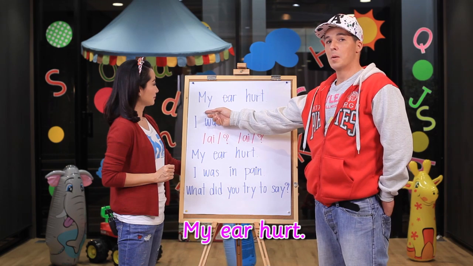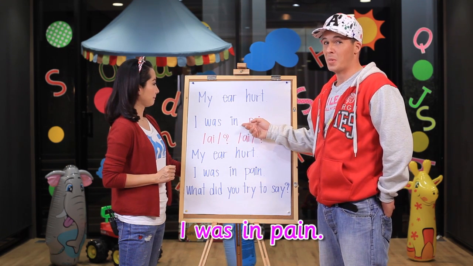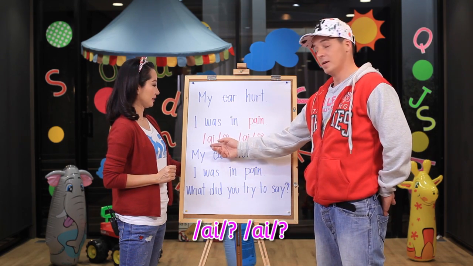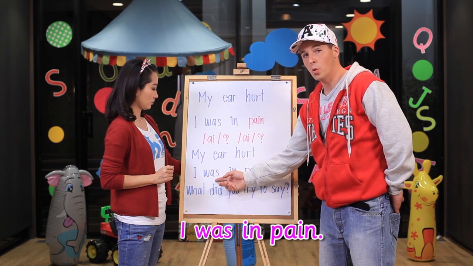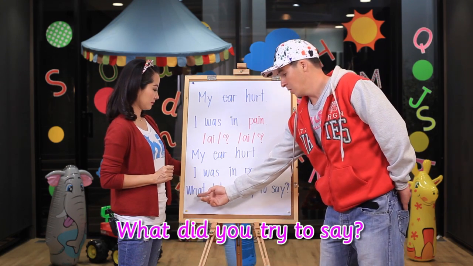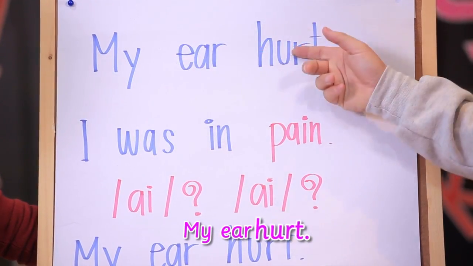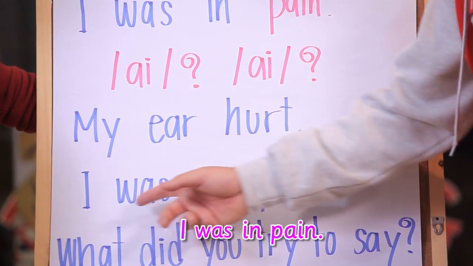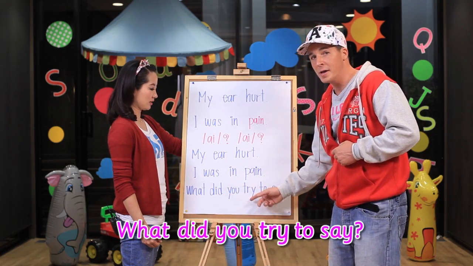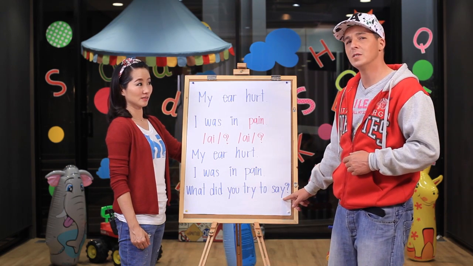Let's learn the words to the song. Look at our board. My ear hurt. I was in pain. Check mark. A. My ear hurt. I was in pain. What did you try to say? Let's say the words again with the rhythm of the song. My ear hurt. I was in pain. A. My ear hurt. I was in pain. What did you try to say? If you cannot understand someone, you can say, What did you try to say?